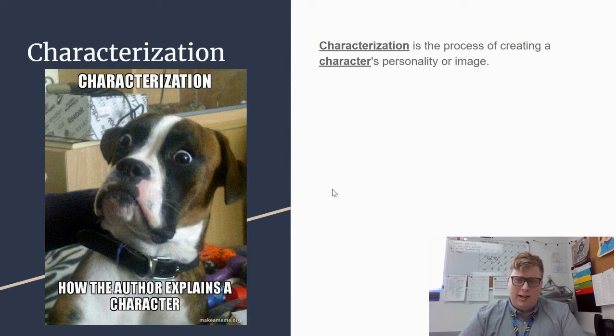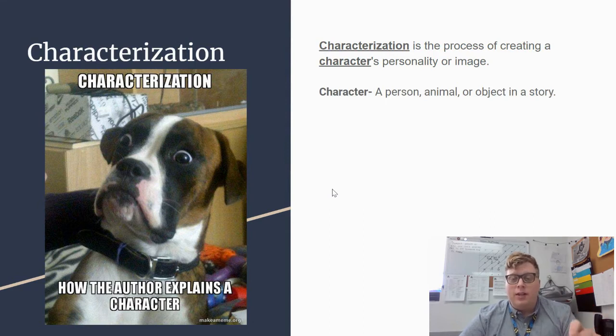What is a character, you asked? Well, I'm so glad you asked. A character is a person, animal, or object in a story. Think about your favorite character in a show, or movie, or book. Write it down in your guided notes.